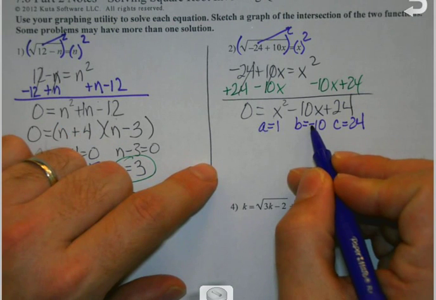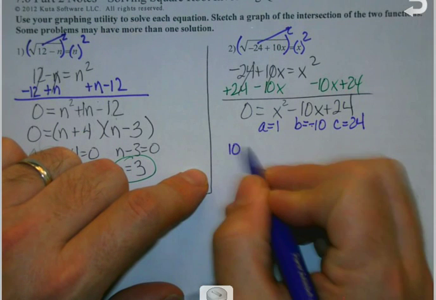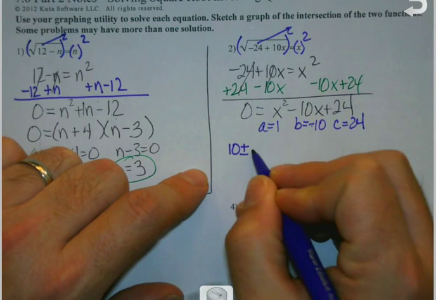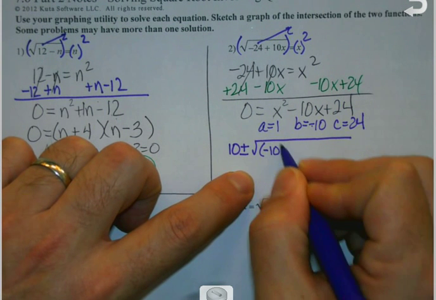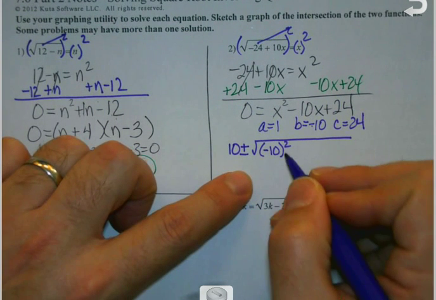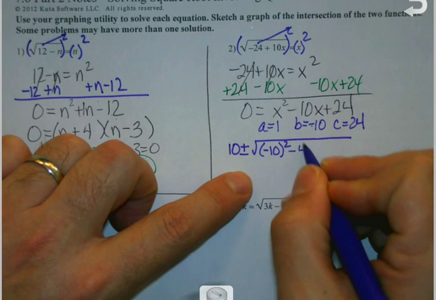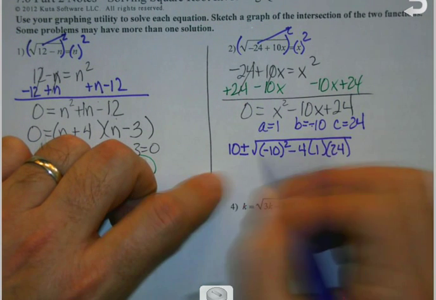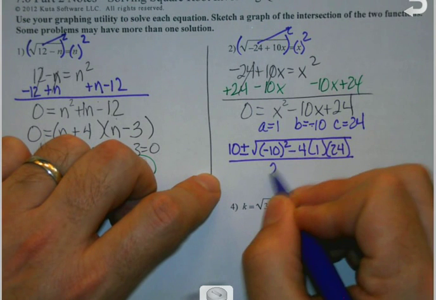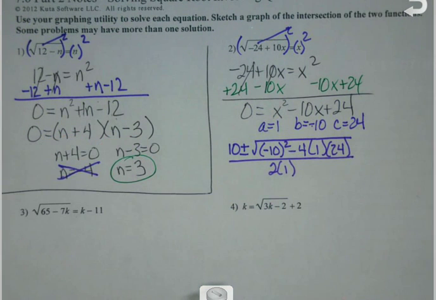So it's the opposite of b, so it'd be positive 10 plus or minus the square root of b squared, don't forget your parentheses, minus 4 times a times c, all over 2a. And again, when we get into a testing situation, the formula will be there, so you won't have to worry about having that all in your brain.